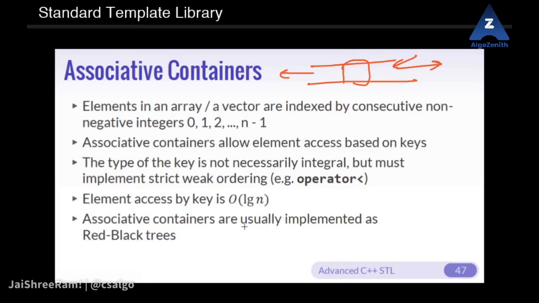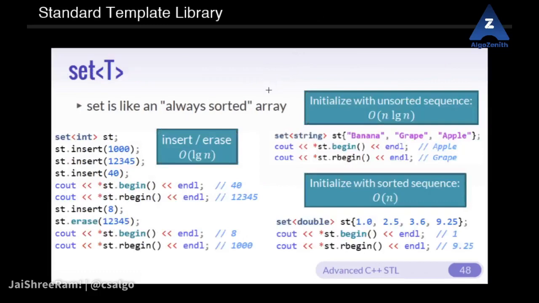And if you talk about the actual implementation inside the STL, they implement height balanced binary search trees called red black trees. But we're not going into the details of implementation, so we just know that the STL exists, right? So let's now talk about sets. A set is like an always sorted array.